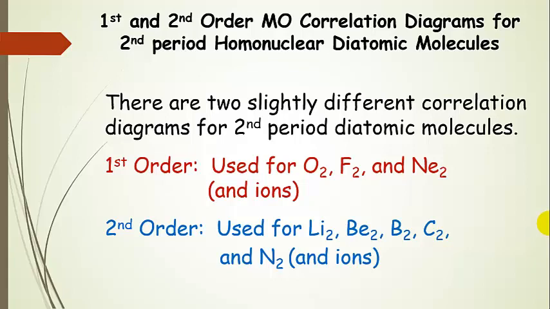Okay, so we're going to see two different MO correlation diagrams for these second period homonuclear diatomic molecules, and they're slightly different. The first order diagram is going to be used for oxygen, fluorine, and neon, and then all of their associated ions. And the second order diagram is going to be used for lithium, beryllium, boron, carbon, and nitrogen, and then all of those associated ions. So for instance, we could take a diatomic lithium molecule, give it a plus charge, and that would be one of the ions that we'd use a second order MO correlation diagram for.